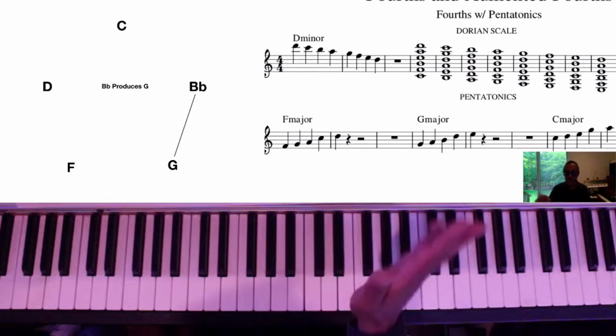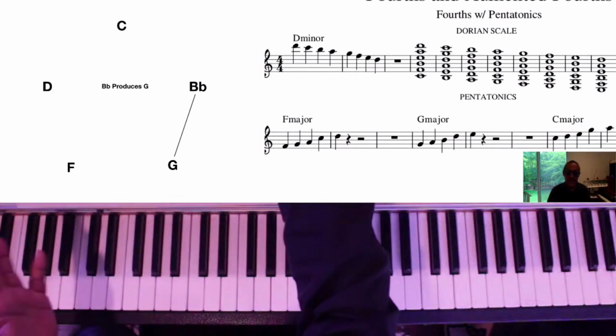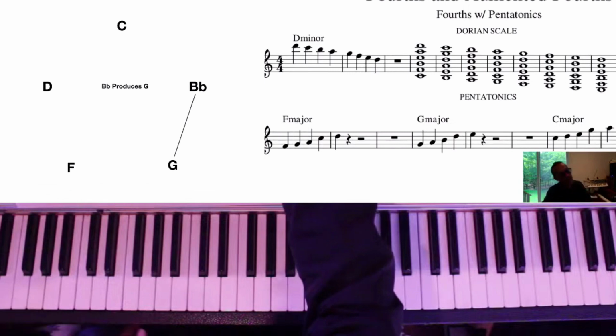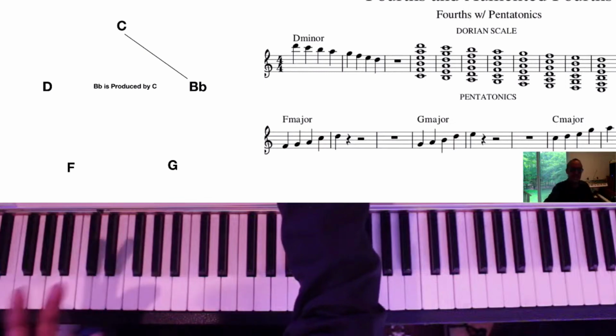relationships, okay? Now, you guys, there's a free download book that's going to explain a lot of this stuff. But just grab what you can. You dig what I'm saying? And you know that if B flat produces G, it's going to produce G, right? And B flat is produced by C. Okay, we went over that. You know, C minor.